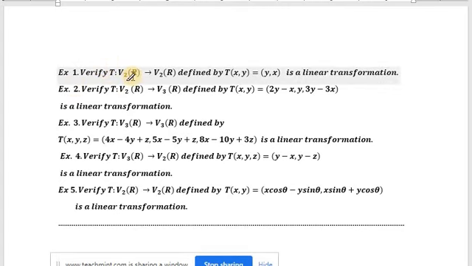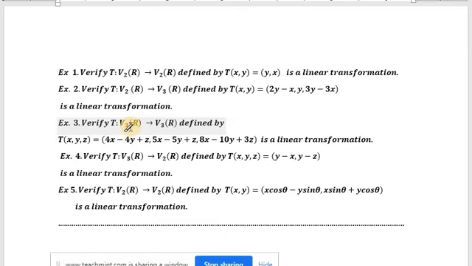Problem 1, verify T from V2(R) to V2(R) defined by T of (x,y) is equal to (y, x) is a linear transformation. Problem 2, verify T from V2(R) to V3(R) defined by T of (x,y) is equal to (2y minus x, y, 3y minus x) is a linear transformation.